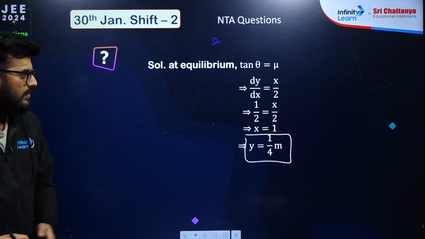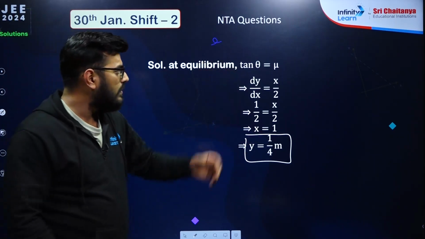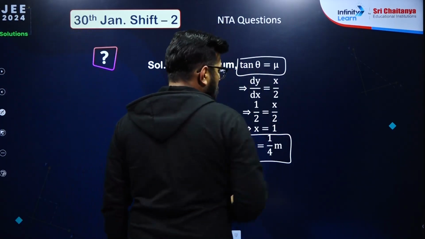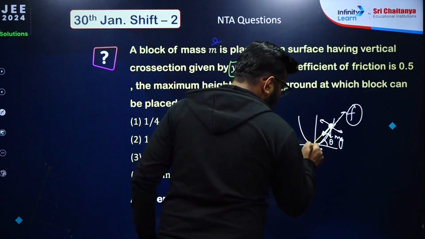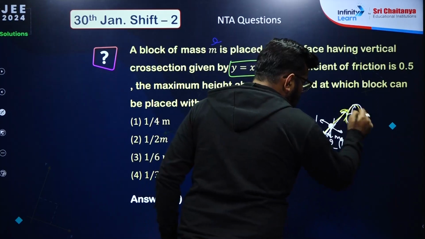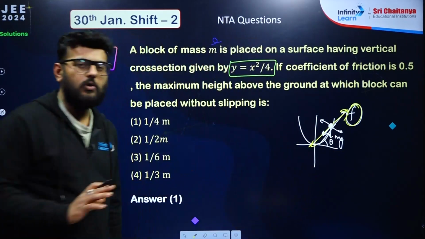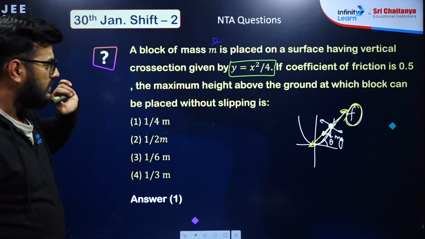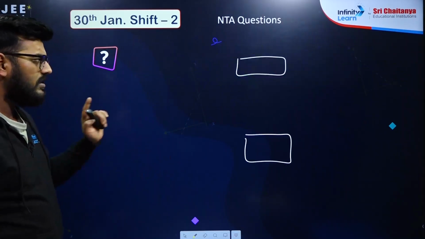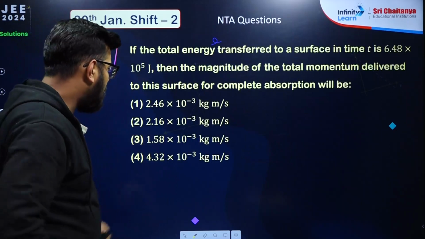Okay, simple aspect is this. At equilibrium, when you take out the components, this component of mg you will calculate and balance with this friction, you will get the value of mu turning out to be equal to tan theta, and tan theta you can very easily calculate by dy by dx. I hope this solution is crystal clear. It's a very standard problem. It has been asked earlier also.